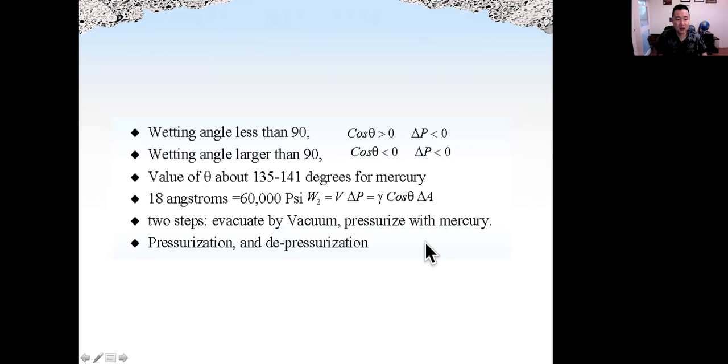Again, the contact angle for mercury is around 140 degrees. Based on the Washburn equation, a pore size of 18 angstrom corresponds to 60,000 psi of pressure.